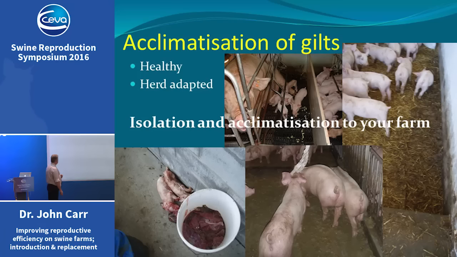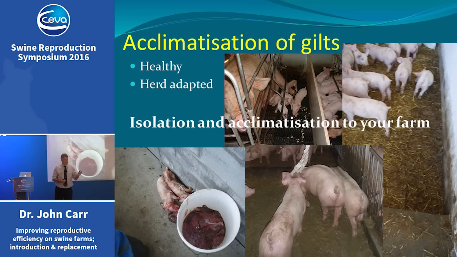Managing the gilt pool. So this goes back down to the scour problem. One of the problems with your gilt pool is you've got to get colostrum correct in your gilts. That's why gilts go wrong on farms. And that's about acclimatization, giving your gilts time. I start my gilt pool management at 60 kilos. If you buy your gilts at 105, you've already lost a lot of time.